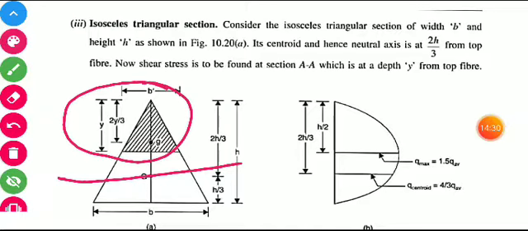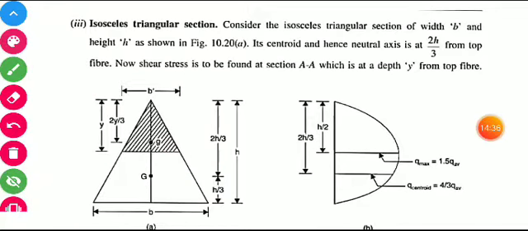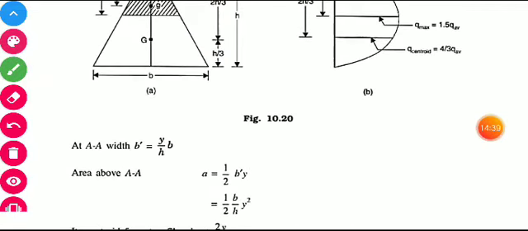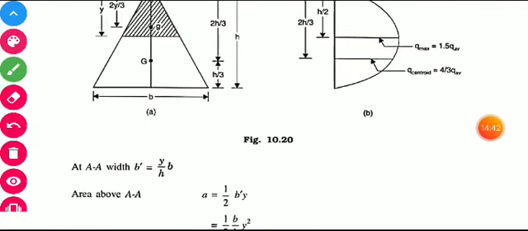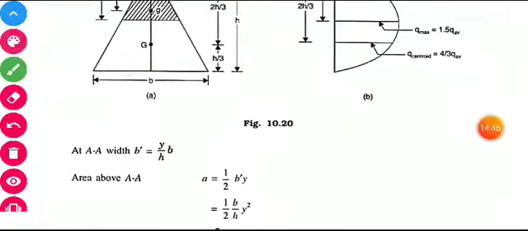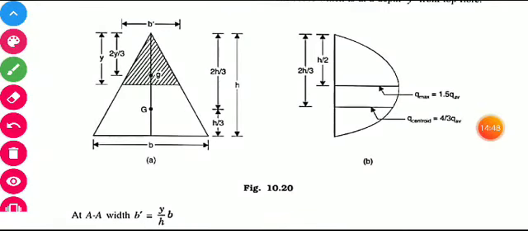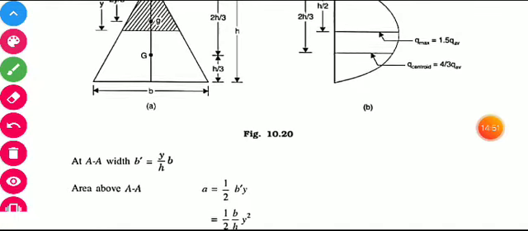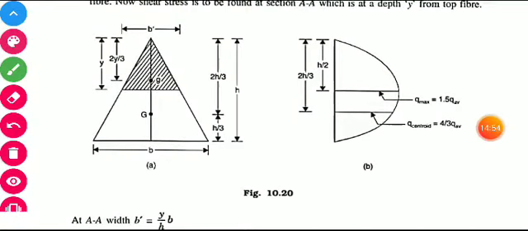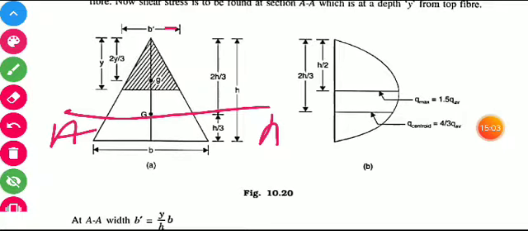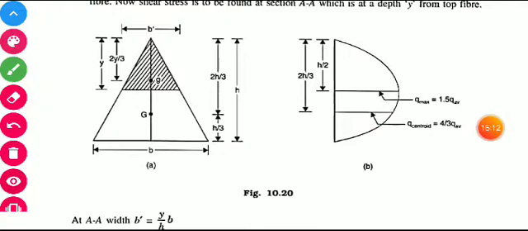From top and from bottom, different axes. So just try: the area above this section AA will be equal to half into b dash into y. What is the AA section? This is AA. So this is how much the area: half into b dash into height, which we consider as y.